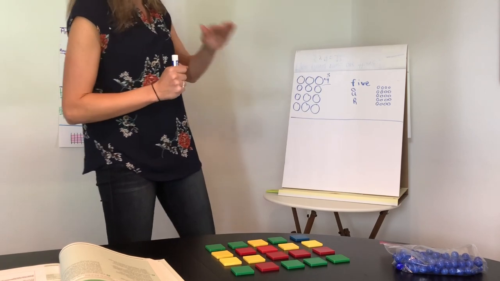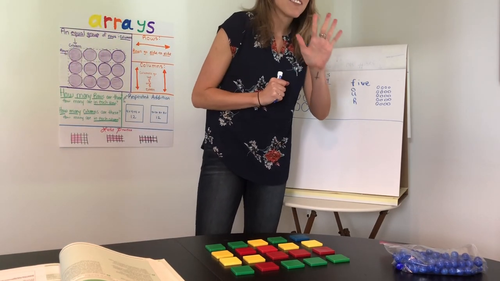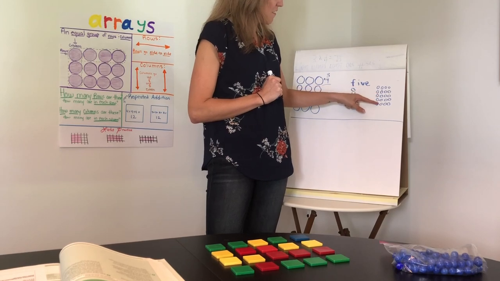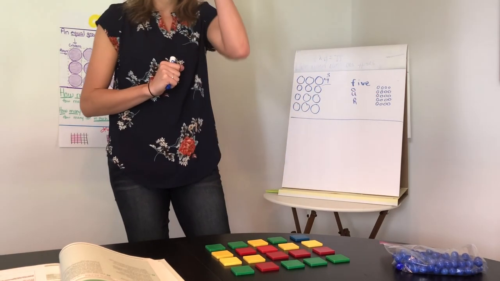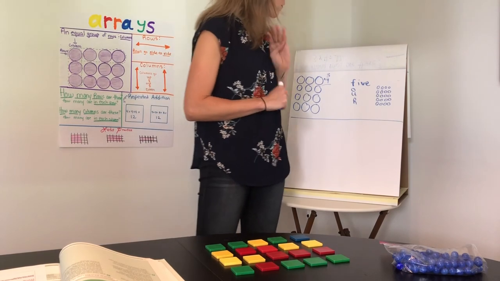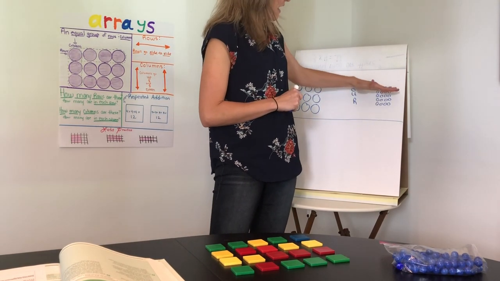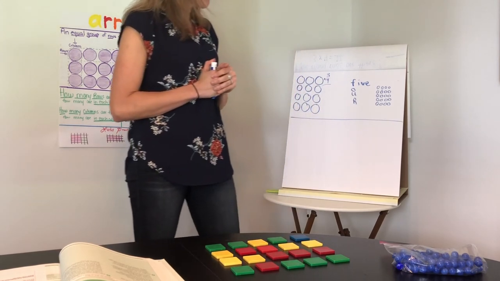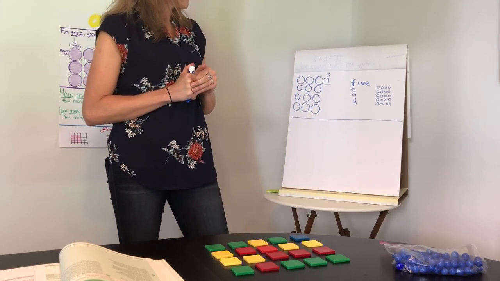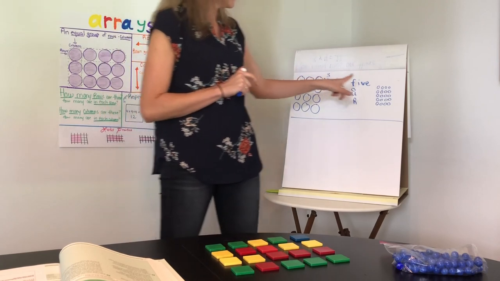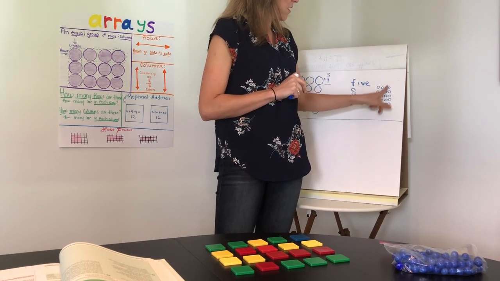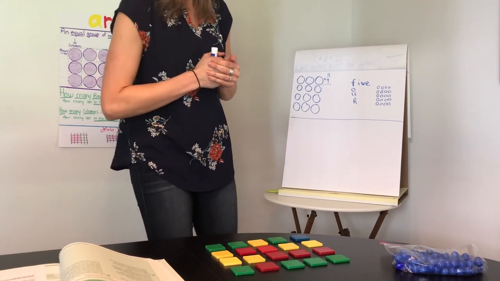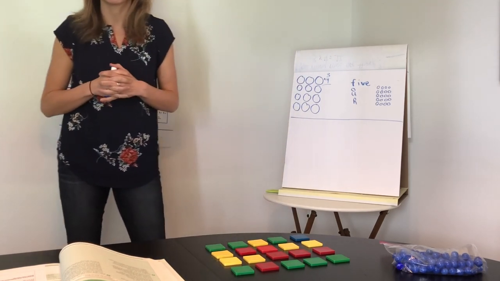He put his stickers into five rows. One, two, three, four, five rows. All right, and he has four, I'm sorry, yeah. One, two, three, four, five rows, and he's got four columns. One, two, three, four. There's his four columns. So how many stickers did Mike put in his array?